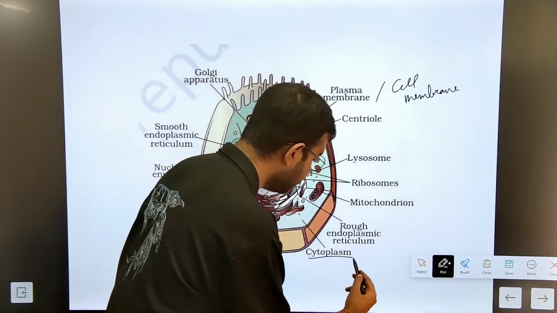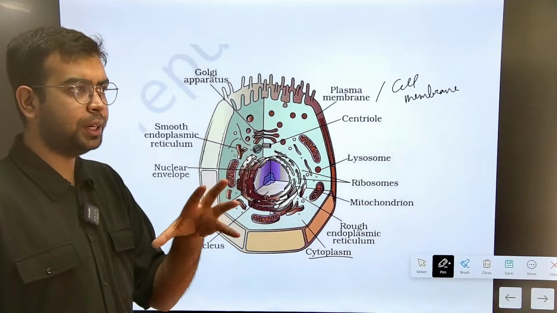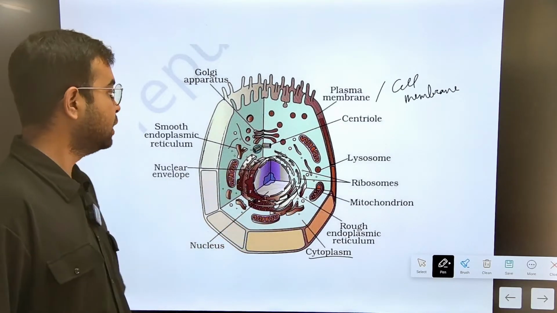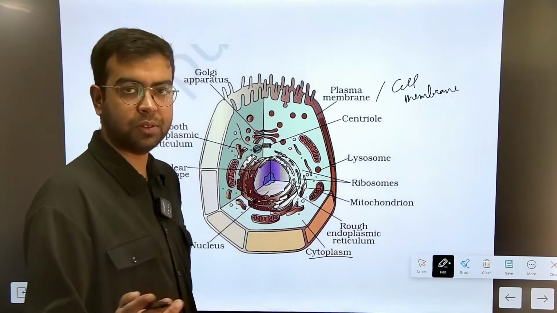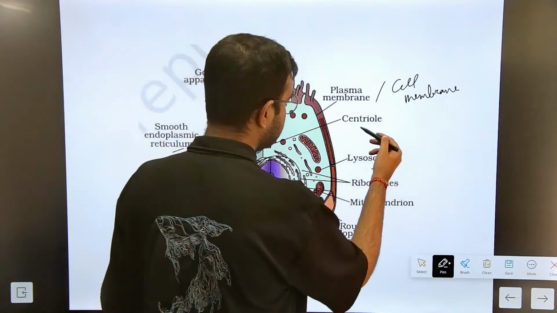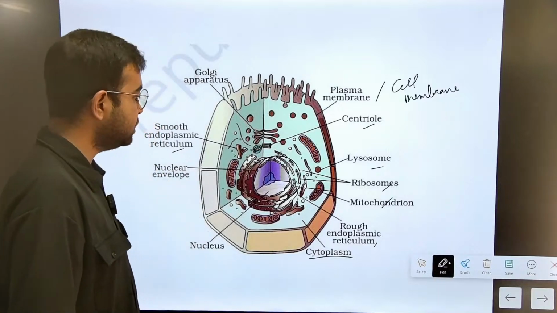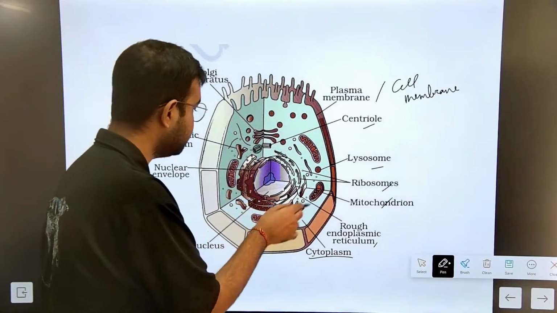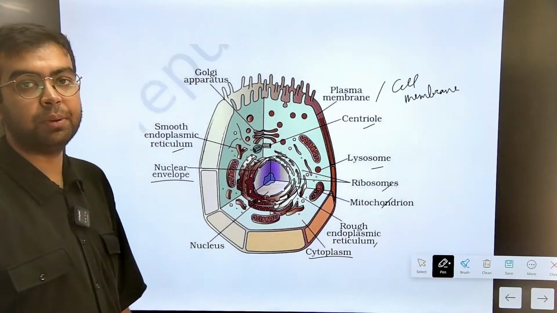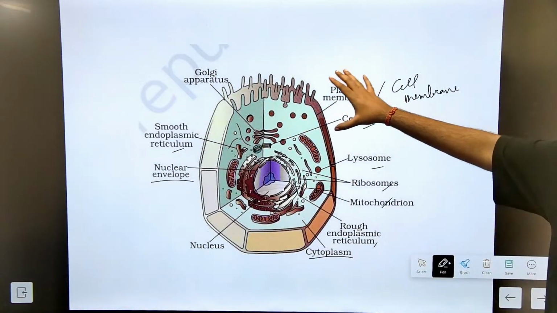What is the cytoplasm? Cytoplasm is nothing but a liquid inside the cell on which all the organelles, the parts of the cell, are floating. In that cytoplasm, different organelles are floating. What are they? Smooth endoplasmic reticulum, the lysosomes, the centriole, ribosomes, mitochondria, rough endoplasmic reticulum, and many others. The nucleus is separated from the cytoplasm by something known as the nuclear envelope or the nuclear membrane. Okay?